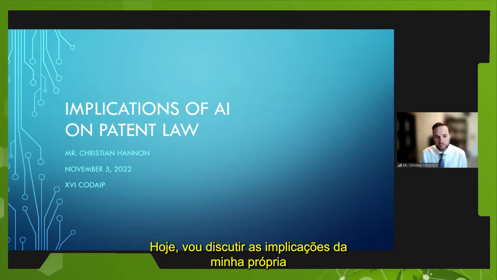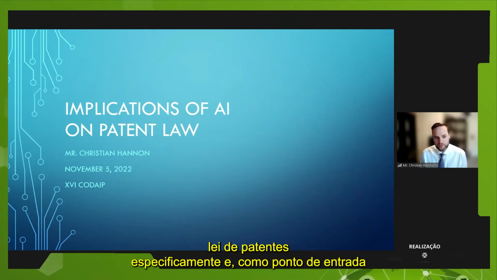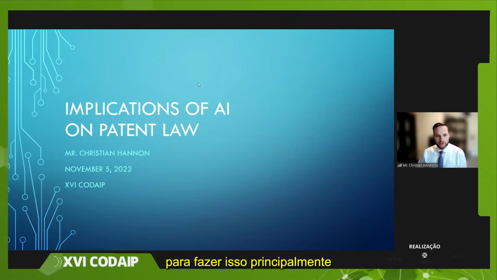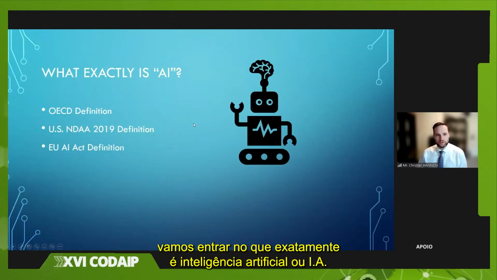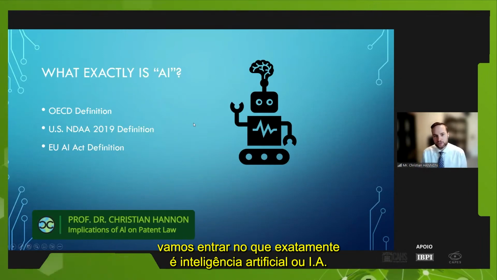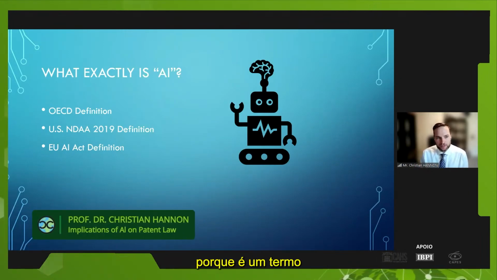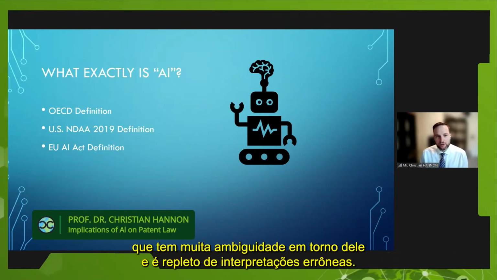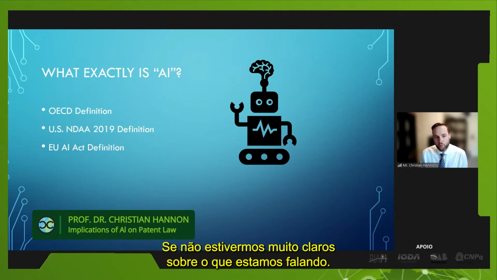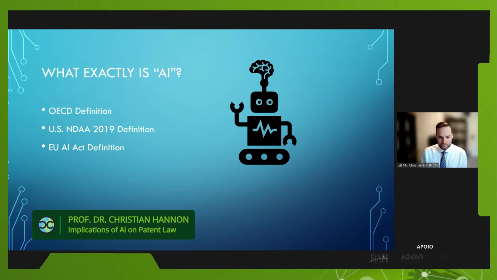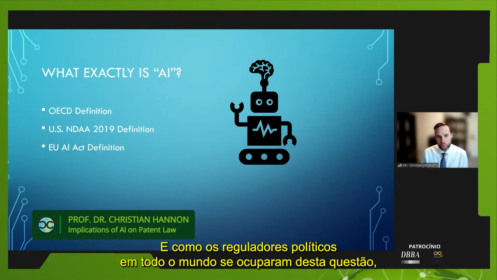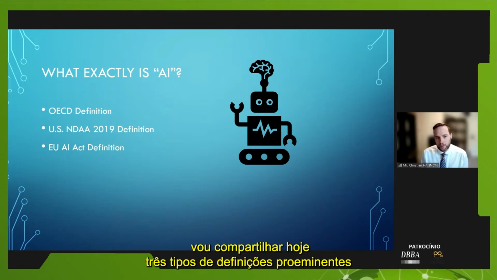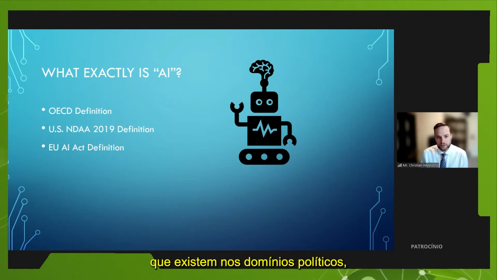Today, I'm going to be discussing the implications of AI on patent law specifically. And as an entry point to do this, primarily, we're going to get into what exactly is artificial intelligence, or AI, because it's a term that has a lot of ambiguity around it, and it's fraught for misinterpretation if we're not very clear about what it is that we're speaking about. And as policy regulators around the world have grappled with this issue, I'm going to share today three prominent definitions that exist out there in policy realms.